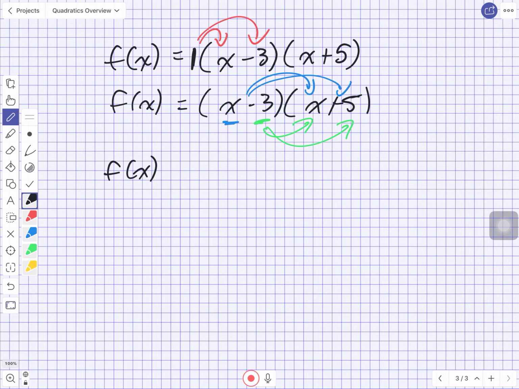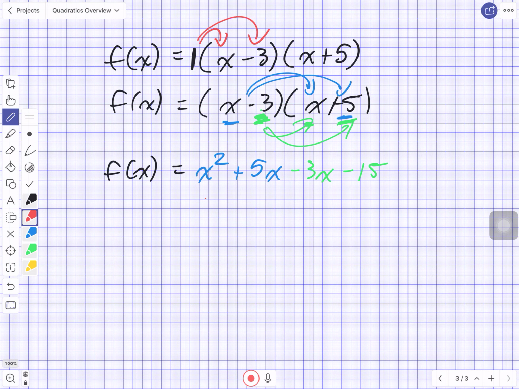So we're going to go f at x is equal to x times x, so we'll do what I have here in blue. X times x is x squared. X times positive 5 is 5x. And then negative 3 times x is negative 3x. And negative 3 times positive 5 is negative 15. So we've expanded. This is technically the simplifying part now.